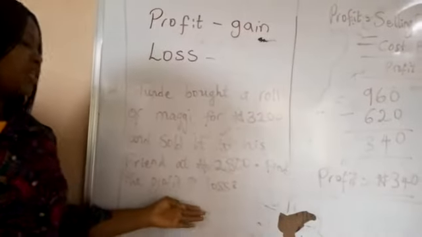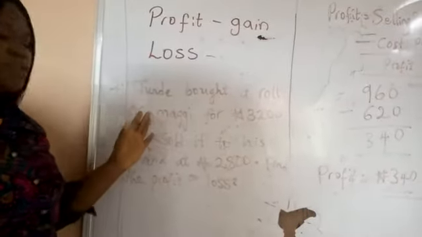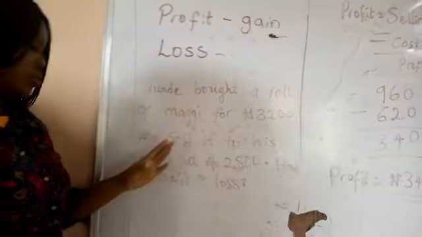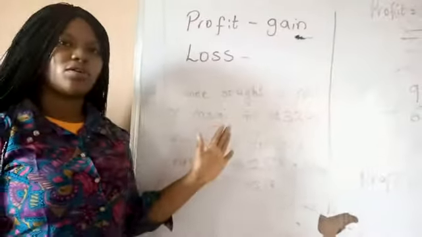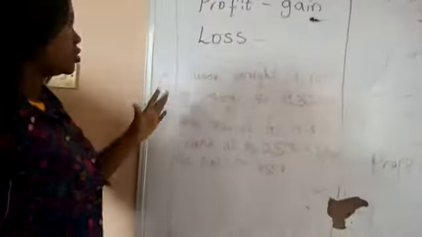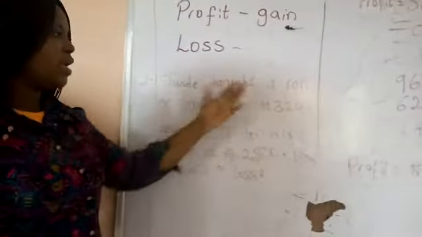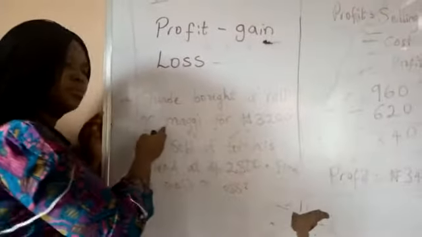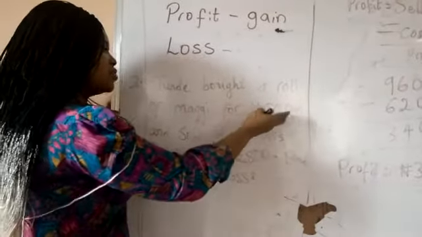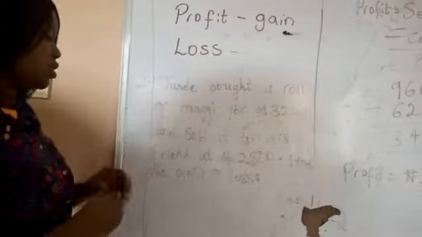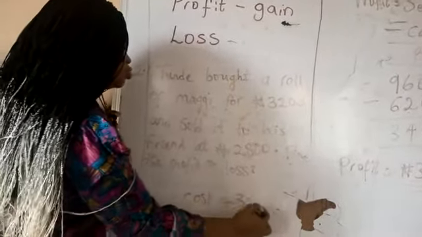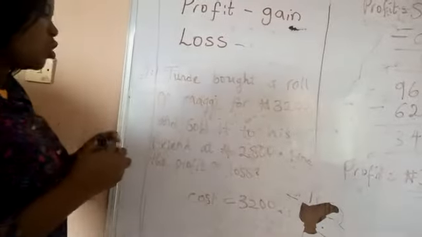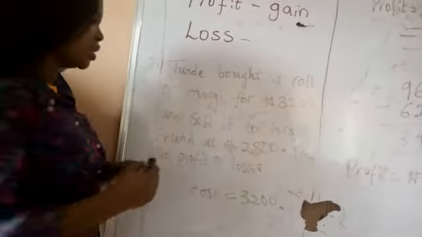Now the first thing is to determine if this is a profit or a loss. Looking at this question, you need to get out what's the selling price and what's the cost price. Now the cost price here, how much did he get the Maggi? 3,200. That's the cost price. So you can write that out. Cost price is 3,200. And then he sold it. What's the selling price?